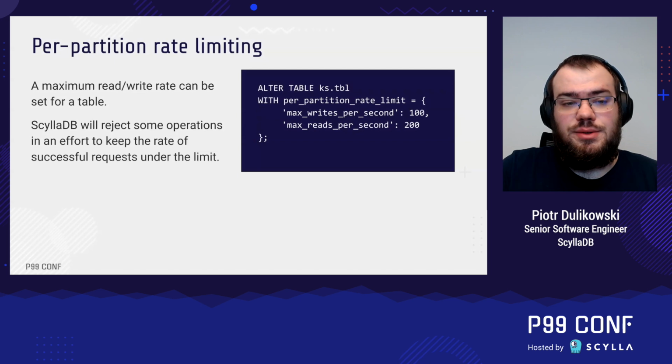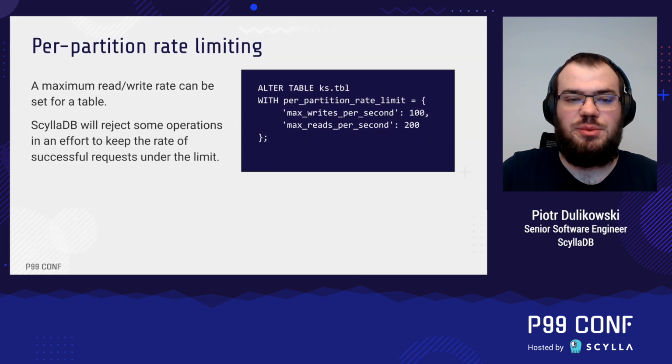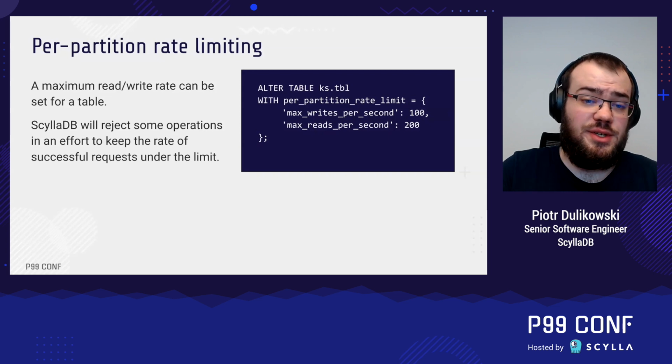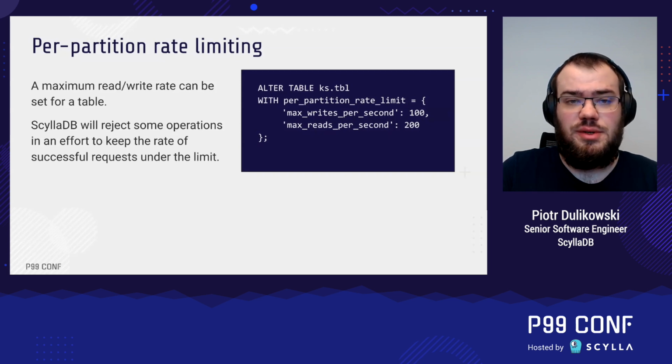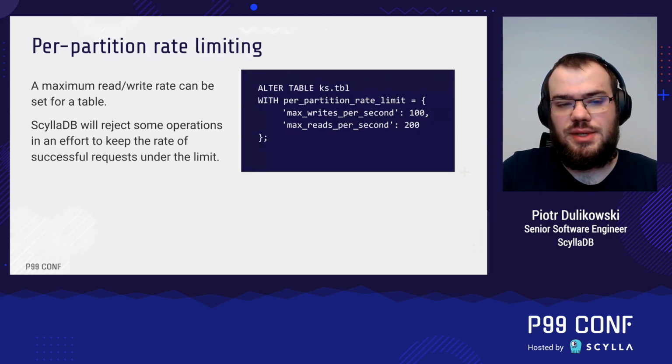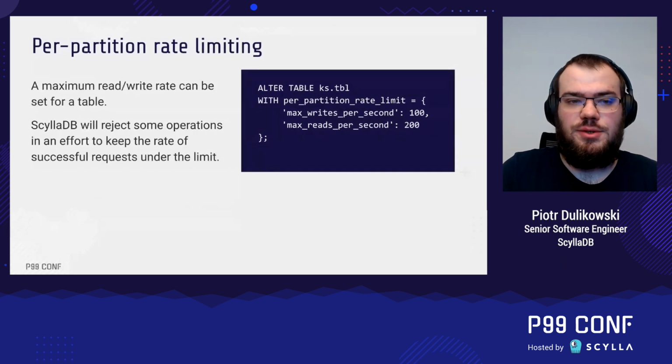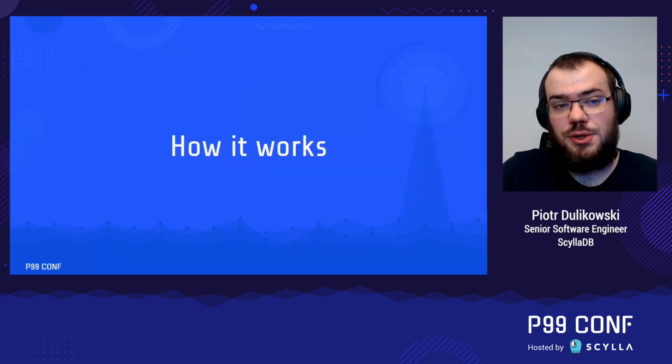While the feature tries to accurately apply the defined limit, due to the distributed nature of ScyllaDB, the actual rate of accepted requests may be slightly higher. Keep in mind that this feature is not meant for enforcing strict limits, for example for API purposes, but was rather designed as an overload protection mechanism. The inaccuracies are there due to the details of the implementation and will be explained in the next section. So now I will explain how the feature works.